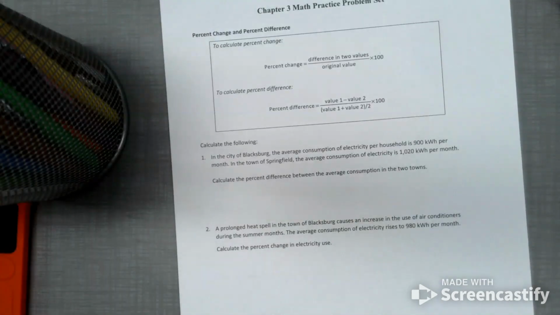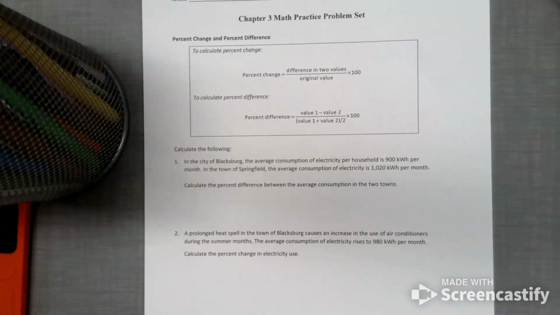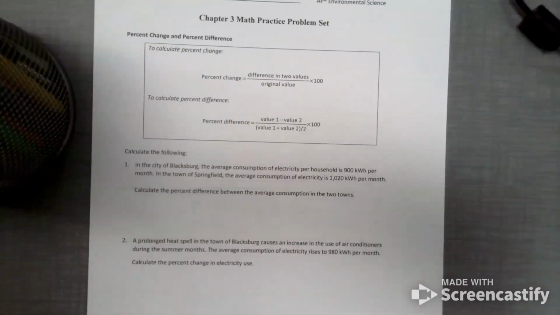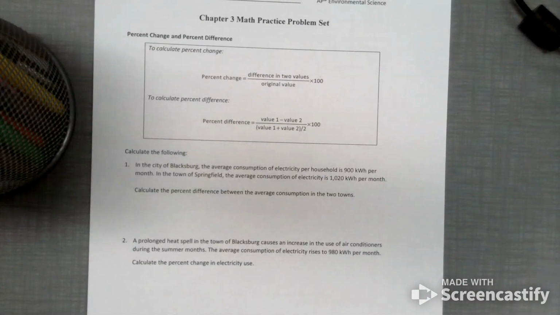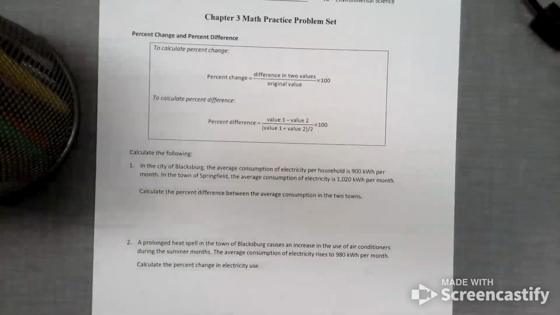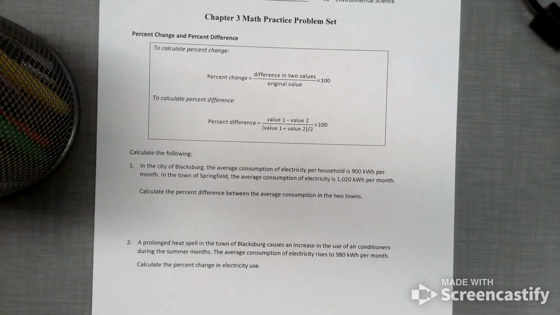Good evening. So I'm going to do a little bit of a tutorial on the Chapter 3 math practice problems. They're basically percent change and percent difference, and a couple of things that you really want to pay attention to is that percent change really relates to when time passes and you have two different values and you have a difference in those two values, and then you look at the original value and you see growth or decline or something like that. And you're referring to the same measure at two different points in time.